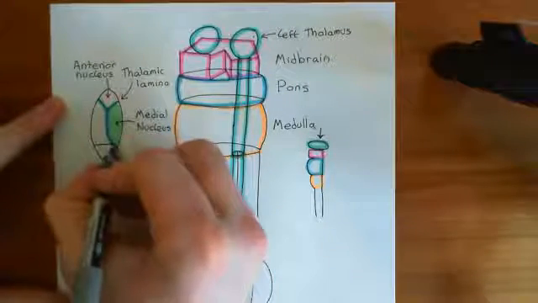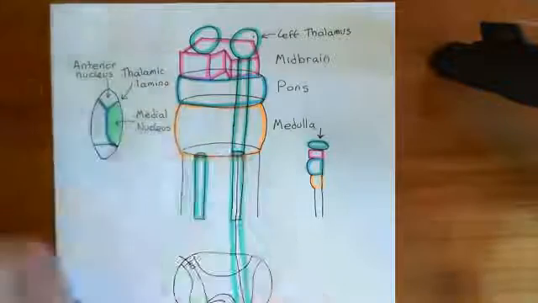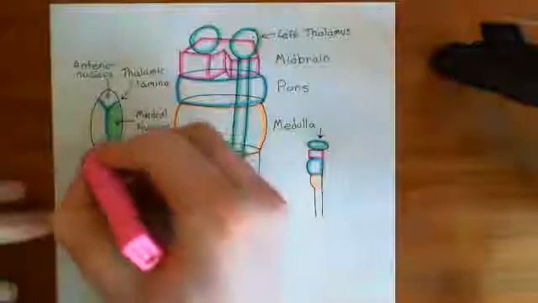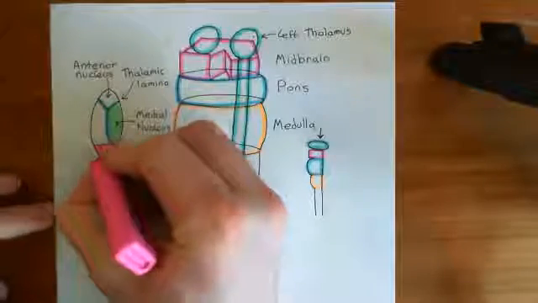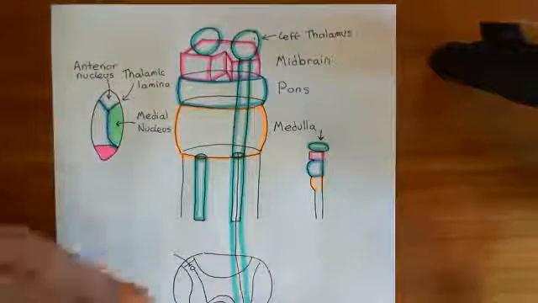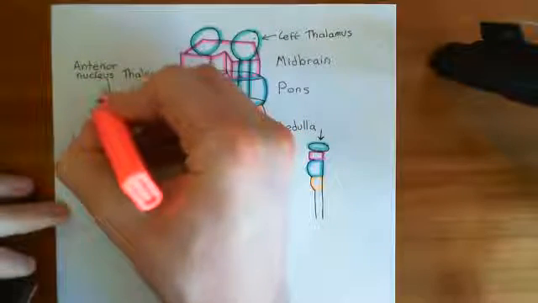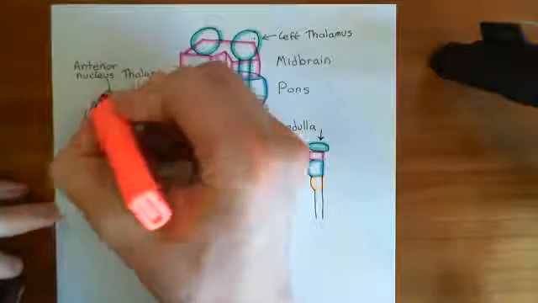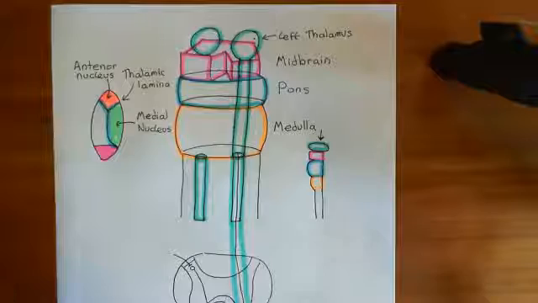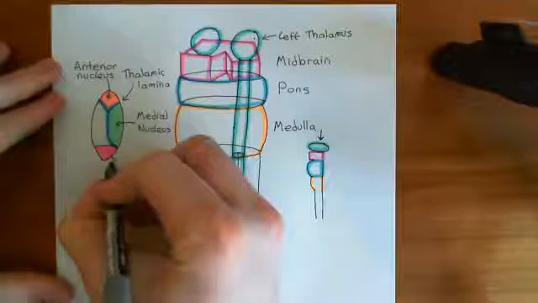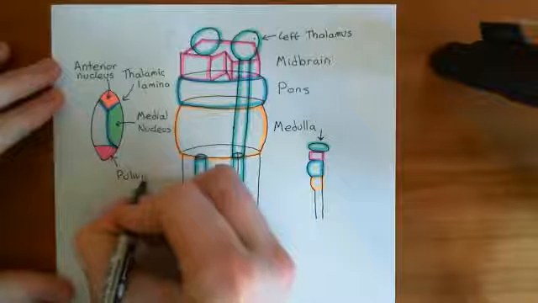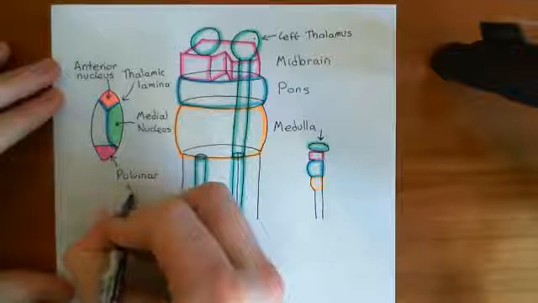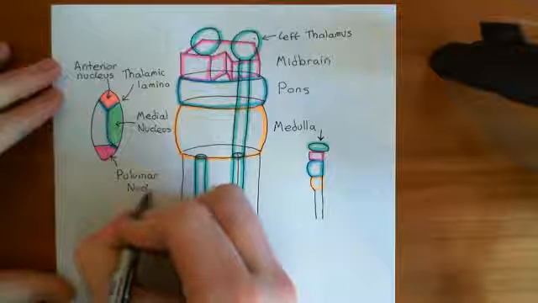So there's one big one right at the back here, which I'll colour in pink, and I've just realised I have forgotten to colour in the anterior nucleus. So I'll do the anterior nucleus in red, and then we'll move on to this big nucleus at the back here. This big nucleus at the back is known as the pulvinar nucleus, or often people just call it the pulvinar.